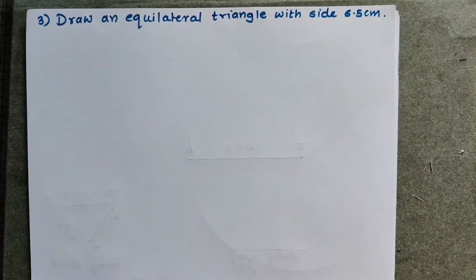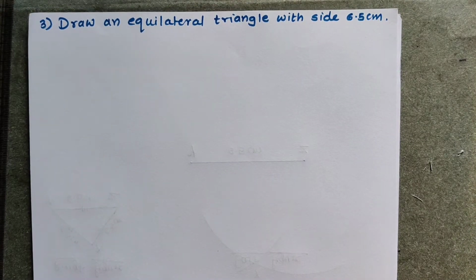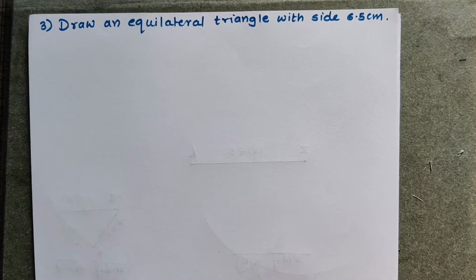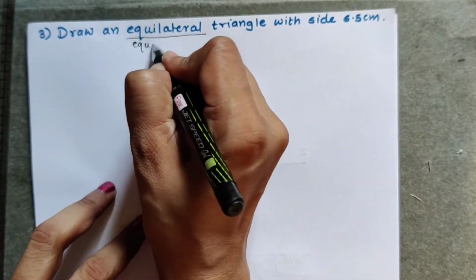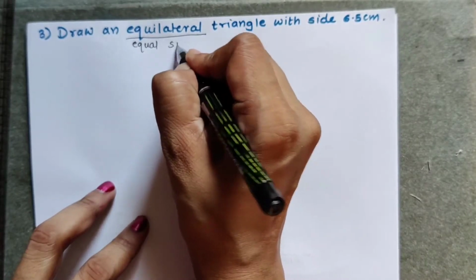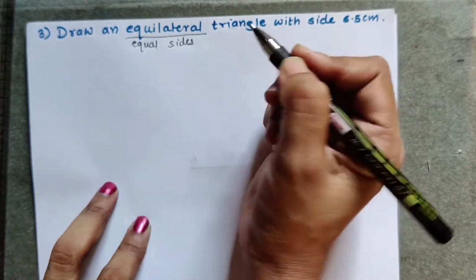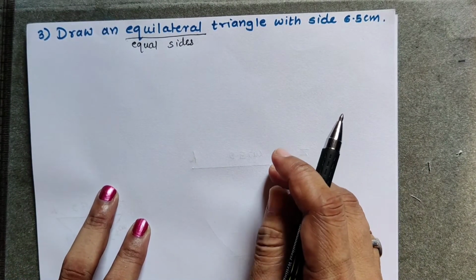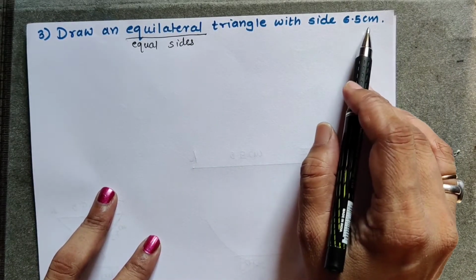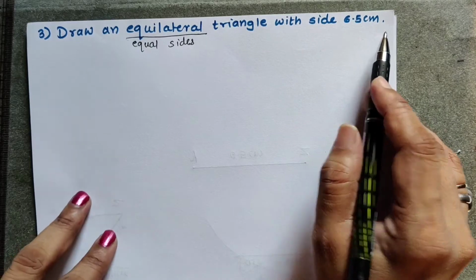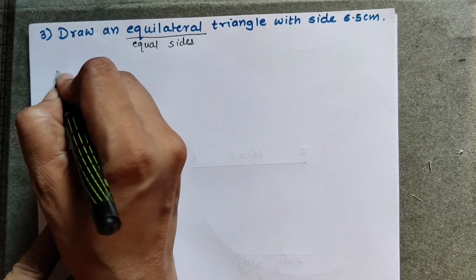Now in question number 3 we have to draw an equilateral triangle. So what do we mean by equilateral triangle? Equilateral: equi means equal and lateral means sides. So a triangle whose all three sides are equal, that means all three sides are congruent, such a triangle we have to draw. So if one side is 6.5 cm, the remaining two sides will also be 6.5.